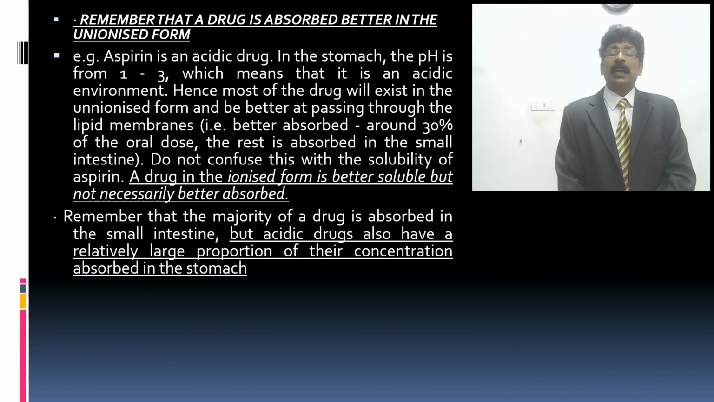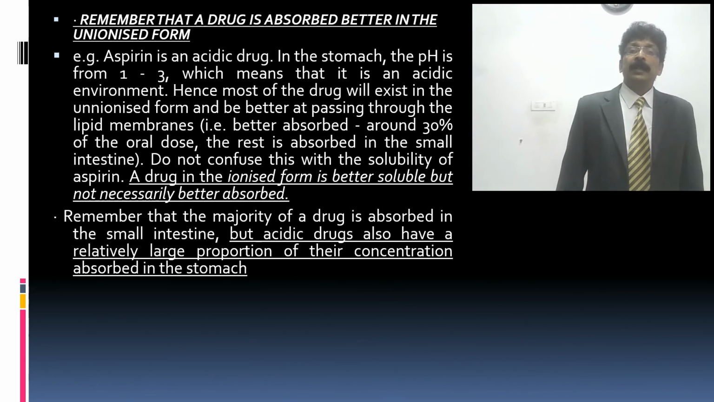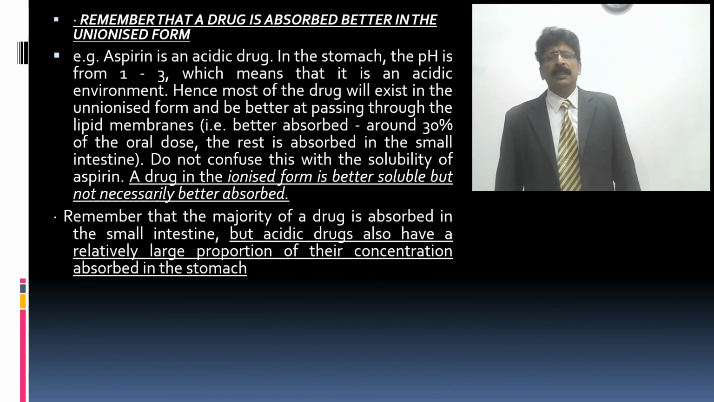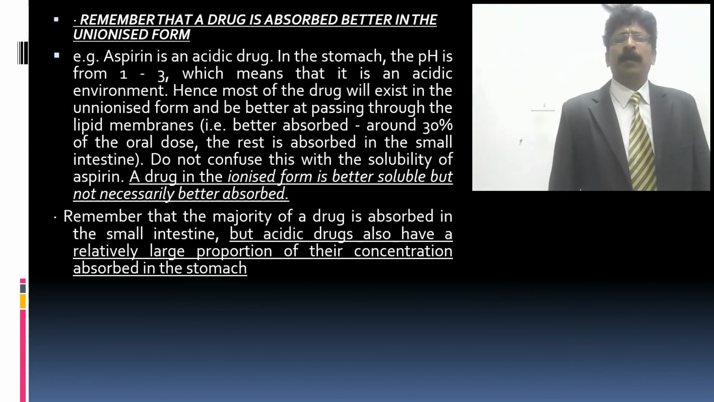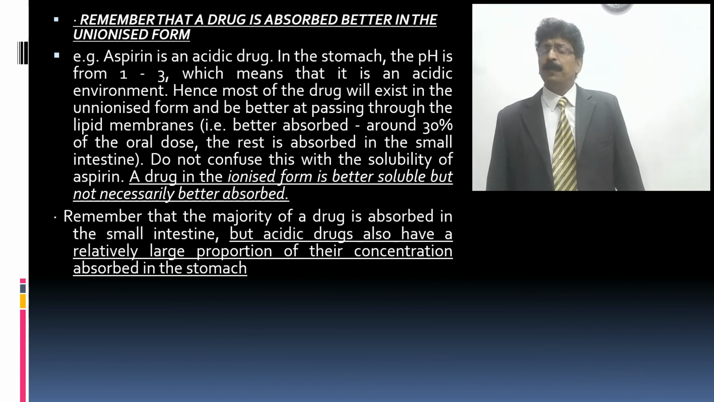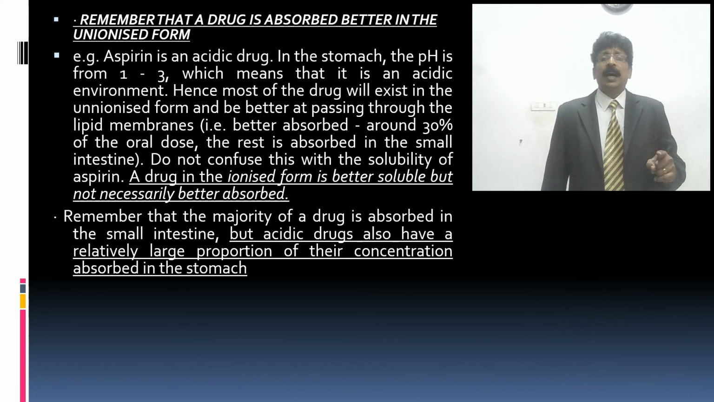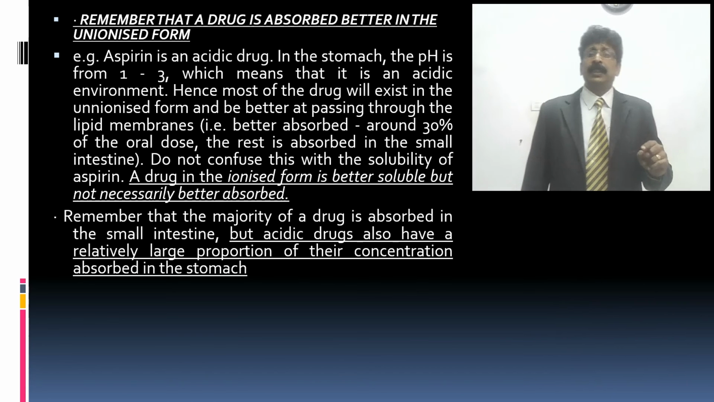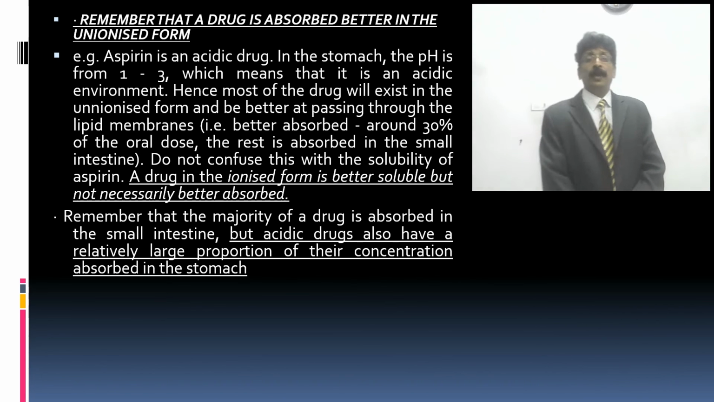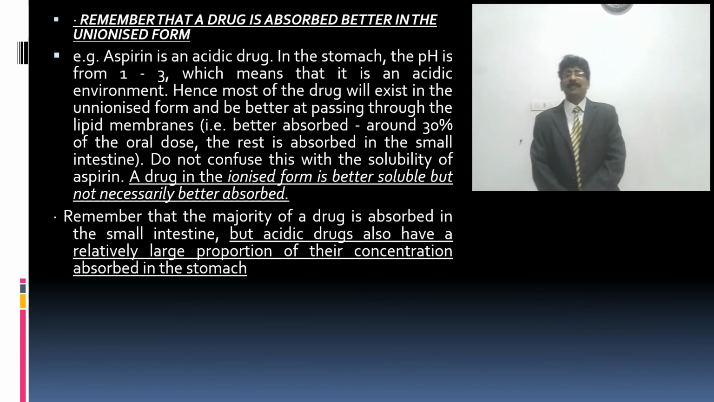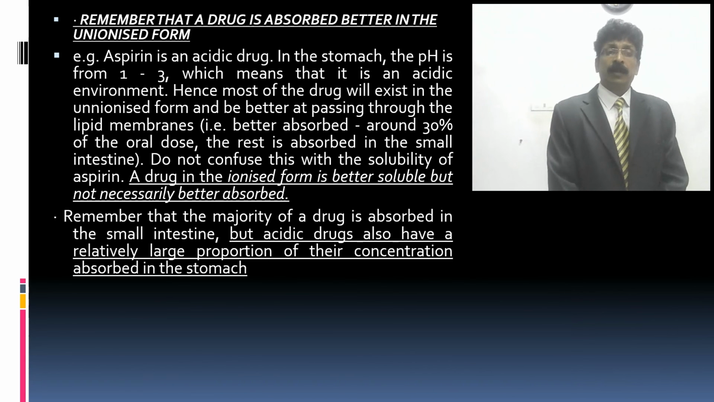Aspirin is an acid drug. In the stomach, pH is 1 to 3, which means it is an acid environment. Hence the drug will exist in an unionized form and pass better through the lipid membrane, so it is better absorbed. About 30% of the oral dose is absorbed there, and the rest in the small intestine. Remember that the majority of drug is absorbed in the small intestine, but acid drugs also have a relatively large portion of their concentration absorbed in the stomach.